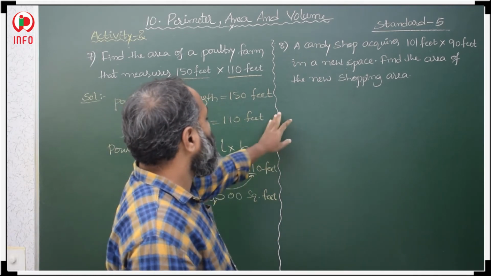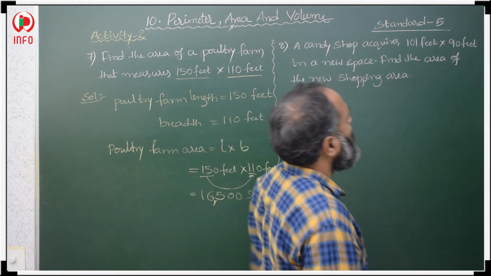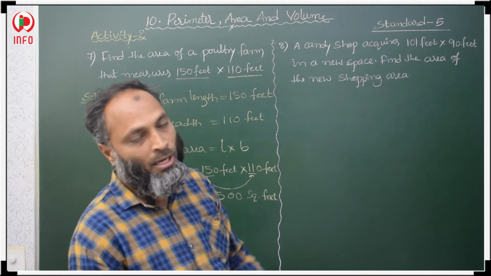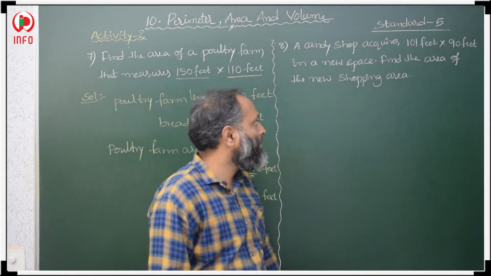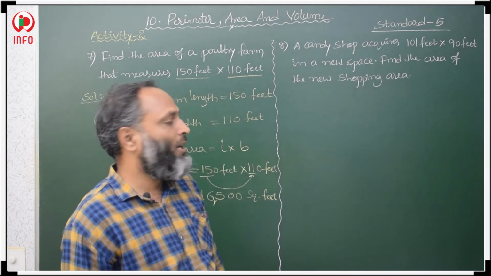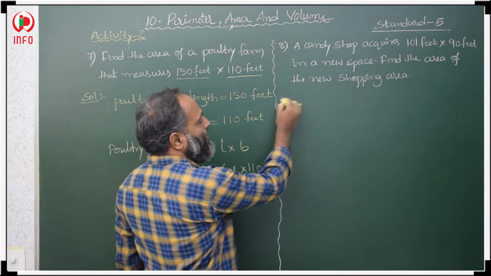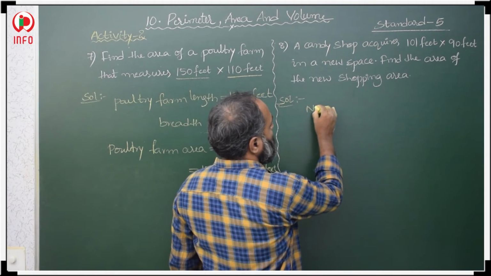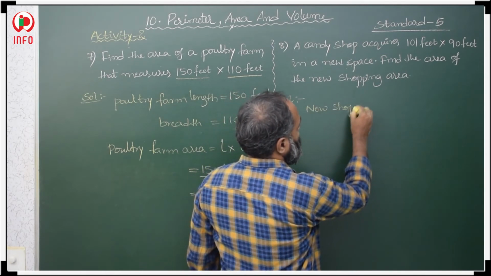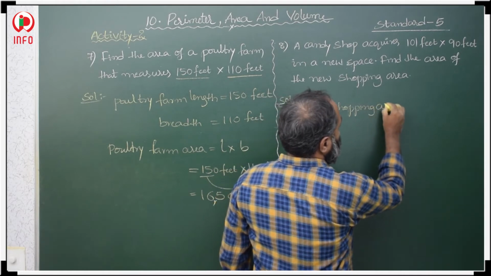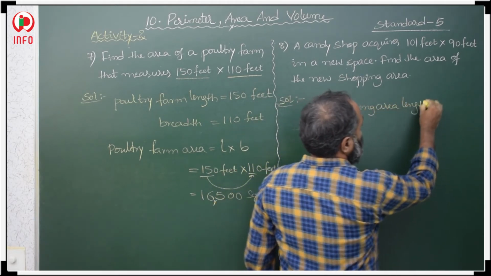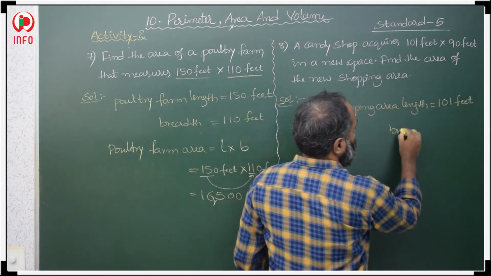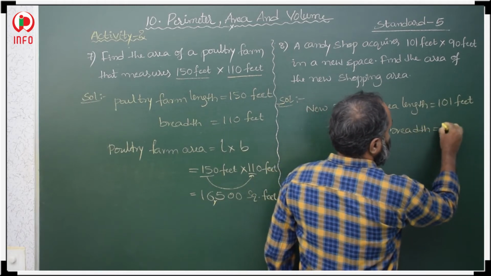Now the next question, a candy shop acquires 101 feet by 90 feet in a new space. In new space, a candy shop, so this much space it acquires. Find the area of the new shopping area. So new shopping area length, that is 101 feet. Breadth is equal to 90 feet.